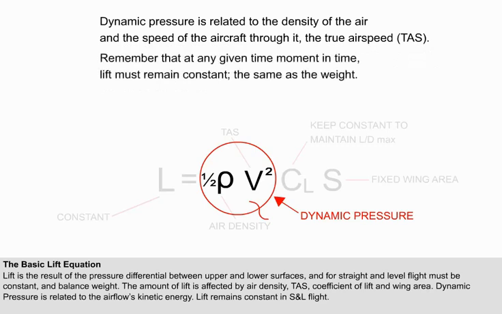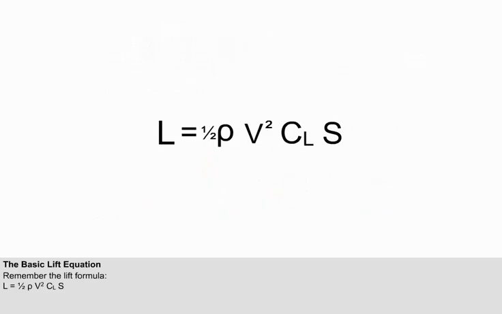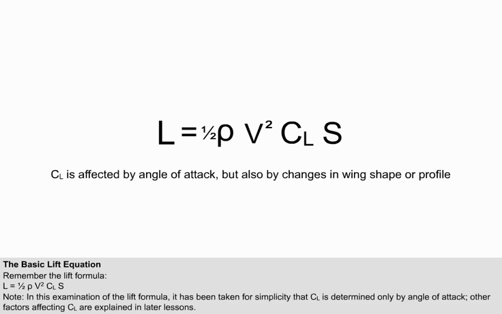Remember that for straight and level flight, lift must remain constant. It is important to remember this formula. L equals half ρv squared times Cl times S. During this examination of the lift formula, we are taking it for clarity that the Cl is determined by angle of attack, which is true, but Cl is also affected by changes in wing shape or profile and some other factors, which are explained in a later lesson.